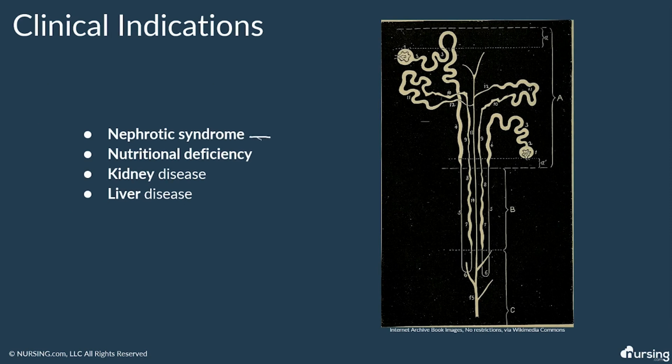Well, with nephrotic syndrome, we might see elevated protein in the urine, and we want to know what the protein in the body is doing. It could also be in times of nutritional deficiency. We need to know how much protein there is because someone might not be healing or failing to thrive, right? And then we also will take this lab in kidney and liver disease because we want to know, is the liver able to synthesize proteins? Is the kidney clearing them or filtering? Is it staying in the system, right?